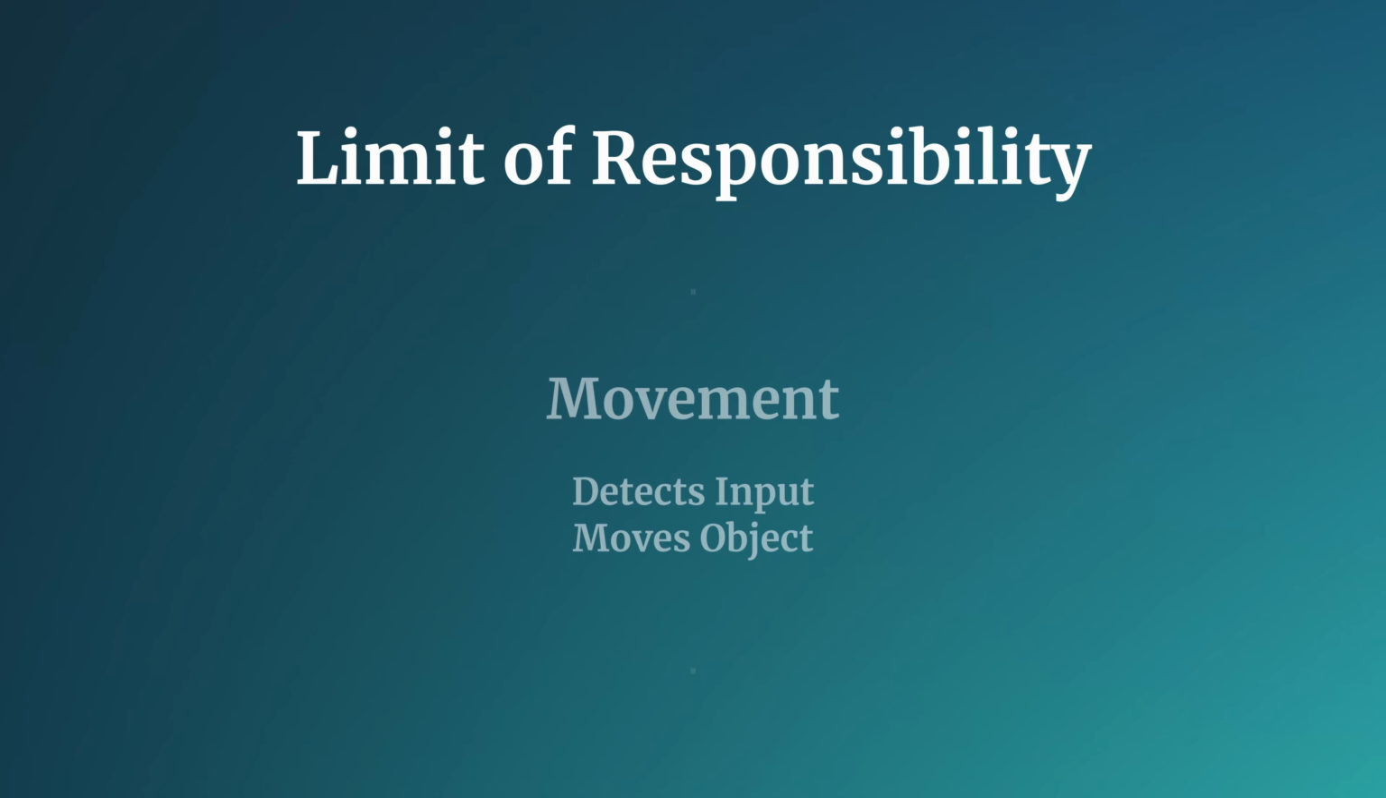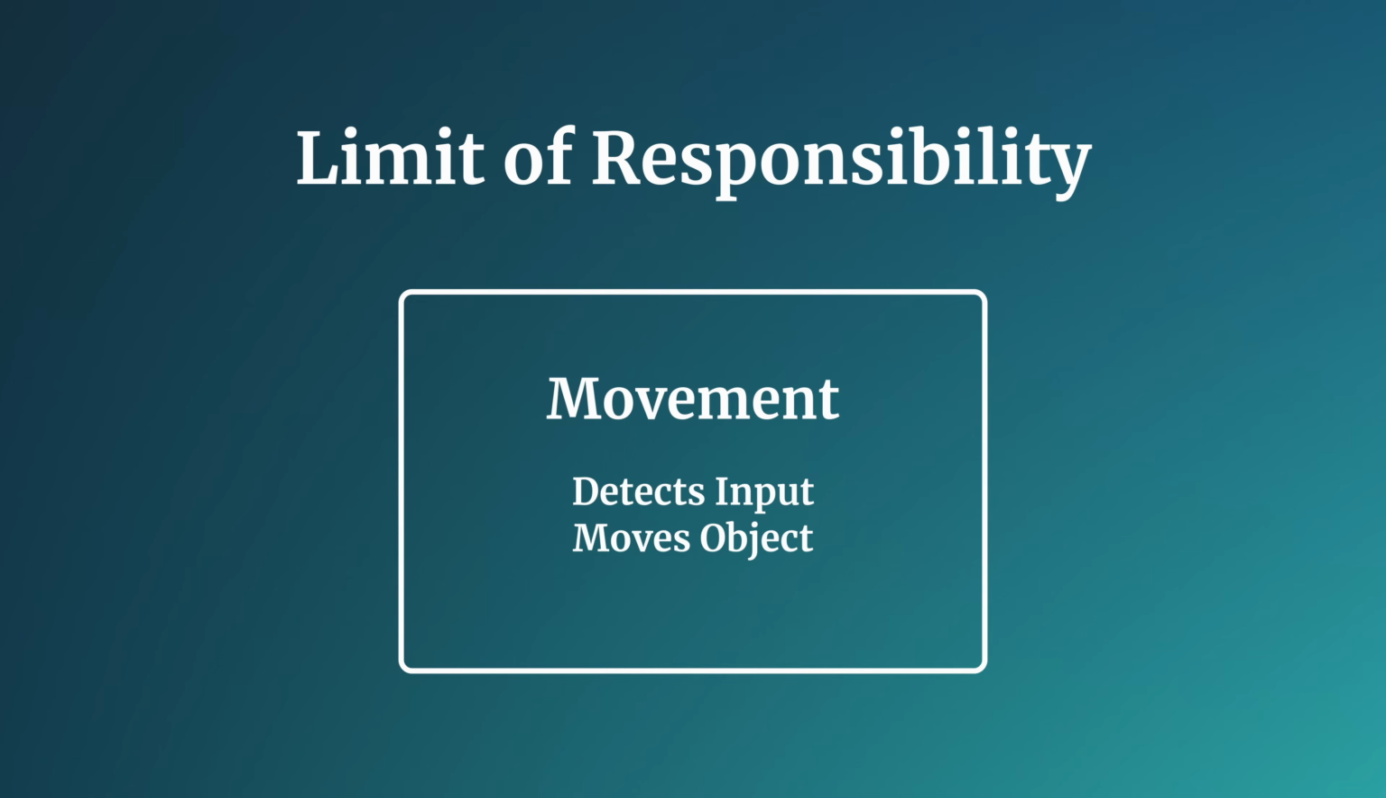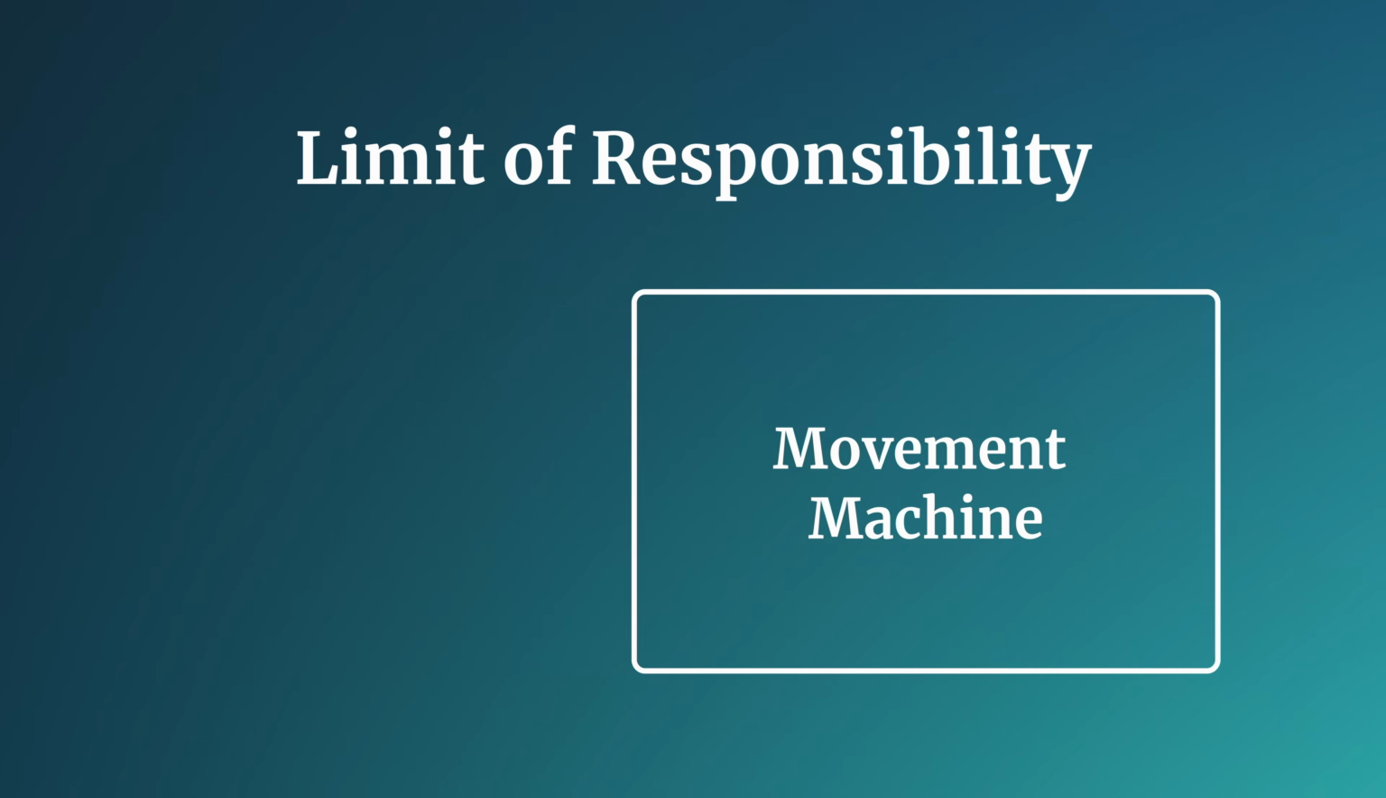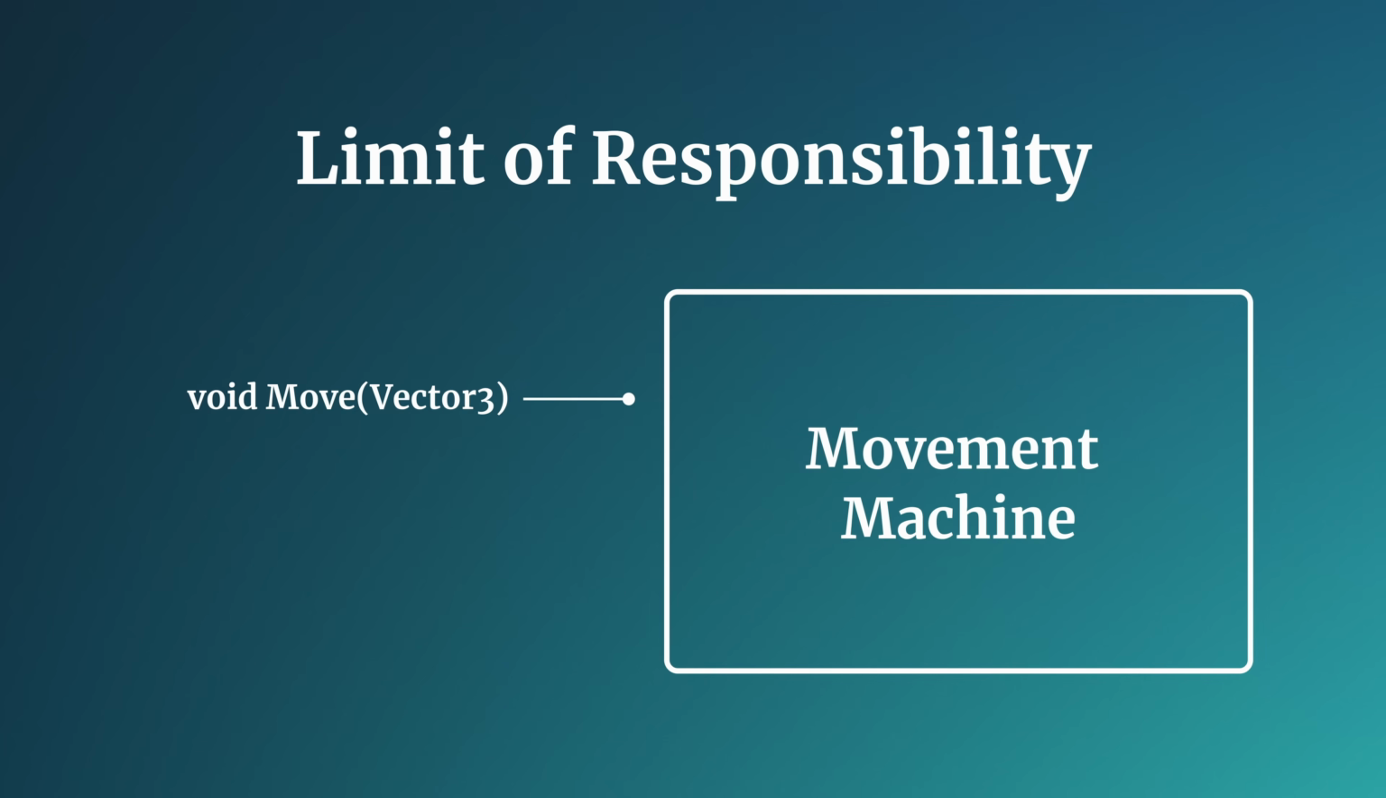For example, while a movement script may be responsible for moving an object, it isn't necessarily responsible for detecting the input that causes it to move. Instead, think of the script as a small machine. It has controls, such as public functions, and can provide data, either through return types or events. But generally speaking, what happens inside of the machine is closed off to other scripts.